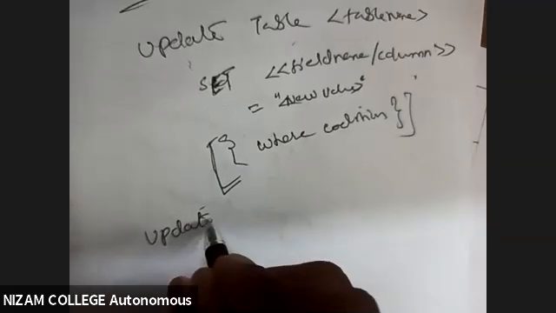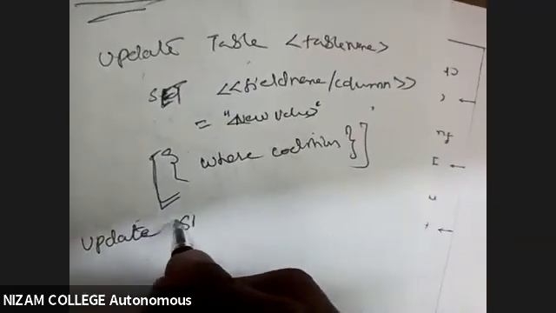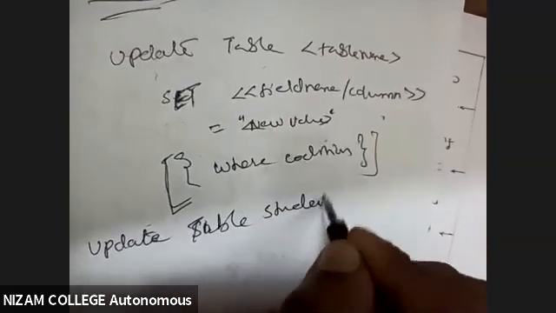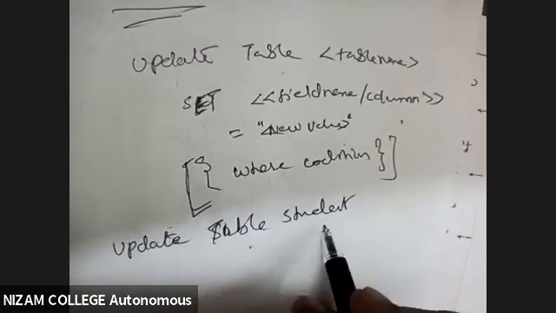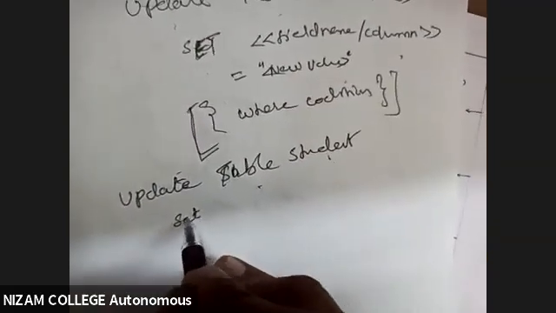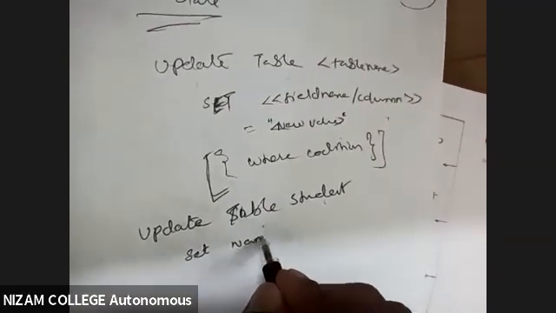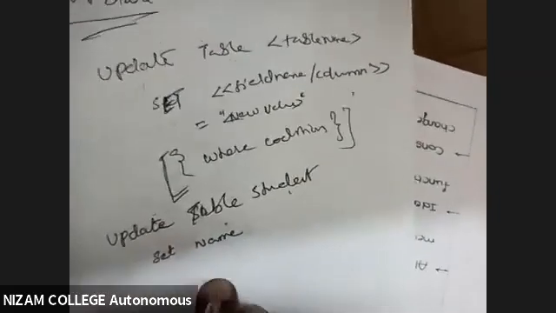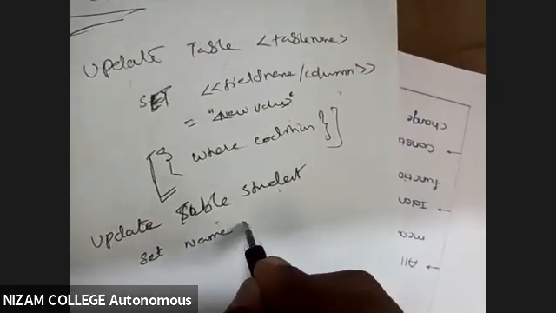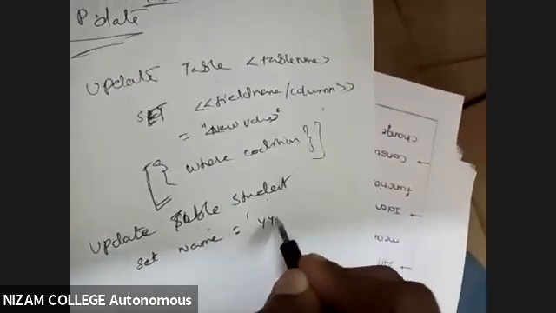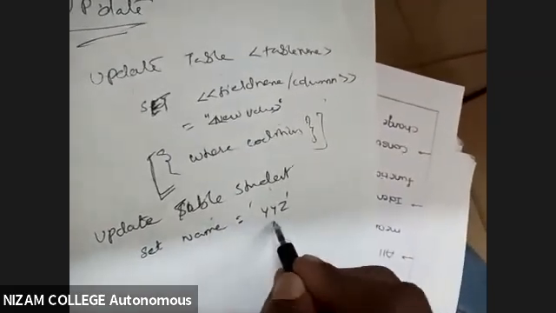update. What is my table name? The table name is student. Update table student. I use the keyword called set. What do you want to set? I want to set the name. His name is what? Previously it was X. Now I want YYZ. So this is the new name I'm giving.